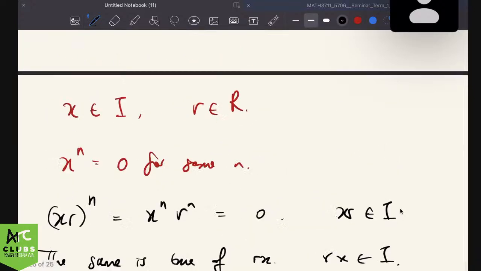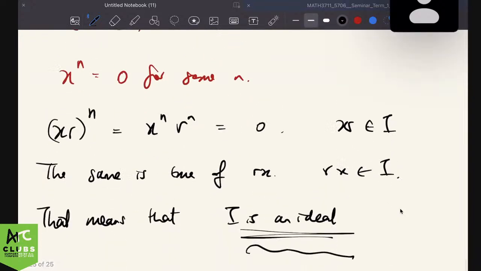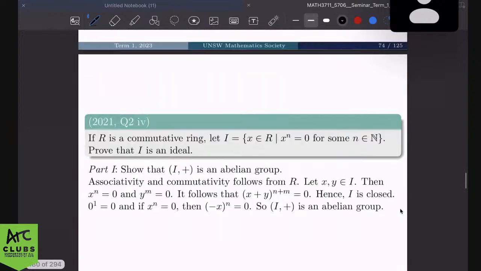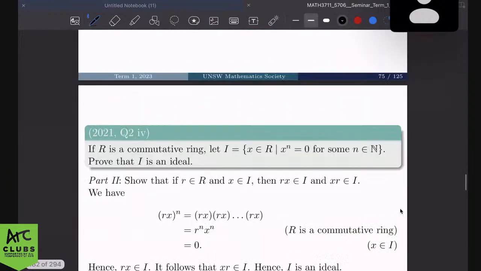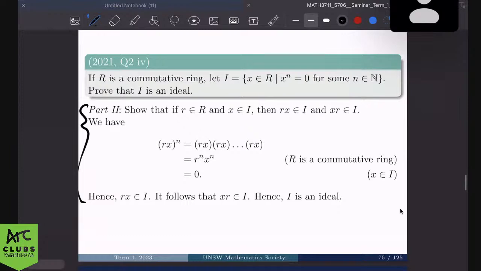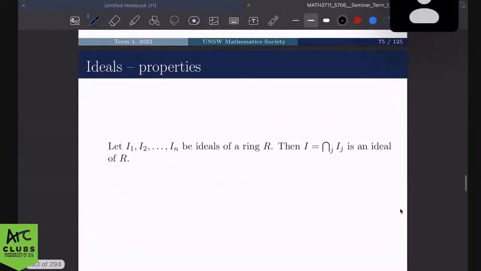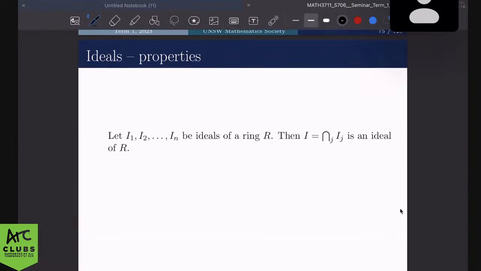Okay. Sweet. So that's how we prove that. Just remember the two parts: show it's an abelian group, and also show that it's an ideal. It follows the properties of an ideal. Cool. There are some basic properties of ideals that we should also know.